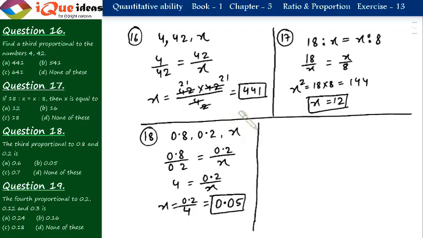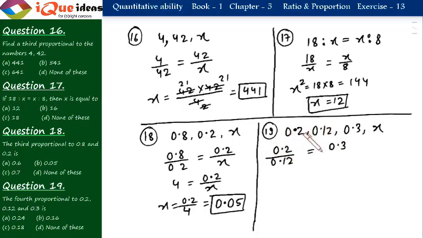Question number 19. This again is back to fourth proportional. So there are four numbers: 0.2, 0.12, 0.3, and let's assume the fourth proportional is x. Remember, the ratio is to be taken as ratio of first two numbers, then ratio of last two numbers, and equate them. So 0.2 upon 0.12 is equal to 0.3 upon x.